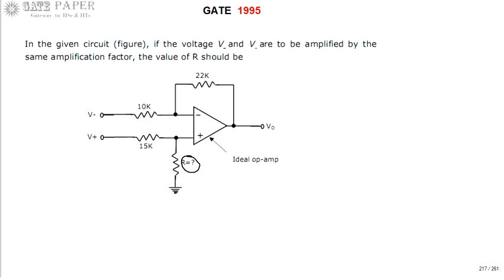Okay, so the problem can be solved in this way. First we will take only V minus and find the amplification factor, and next we will take V plus as the input and find its amplification factor. We will make both equal, because after amplification both should be the same, so we equate those two things. Then we find the value of R. Okay, so you can think in this way.